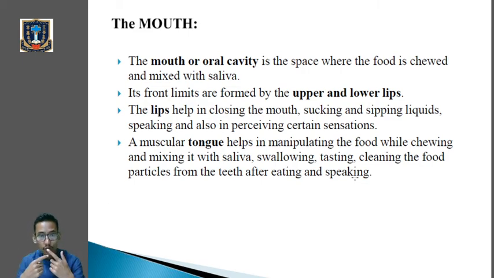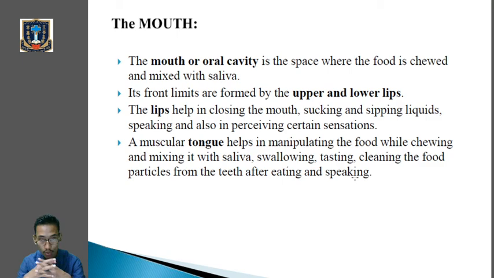Then within the mouth we will find a muscular tongue, and this tongue helps in manipulating the food while chewing and mixing it with the saliva, right? Whenever we eat food, it is broken down and mixed with saliva, which helps in digestion. Number 2, it helps in swallowing. Number 3, tasting. Number 4, cleaning the food particles from the teeth after eating. And next, it also helps in speaking. These are the general functions of the tongue.